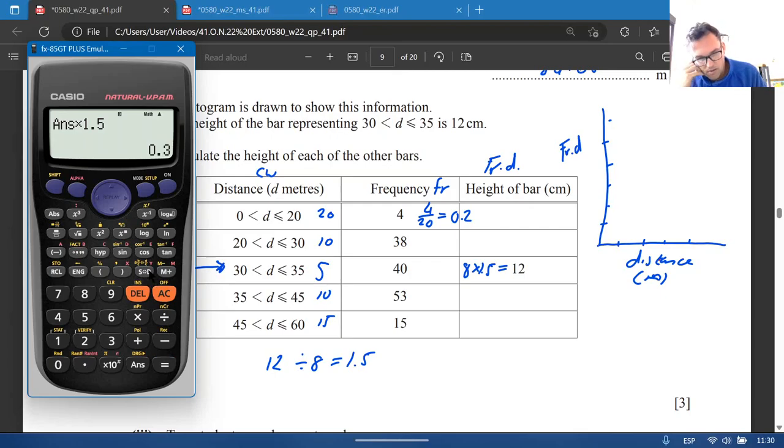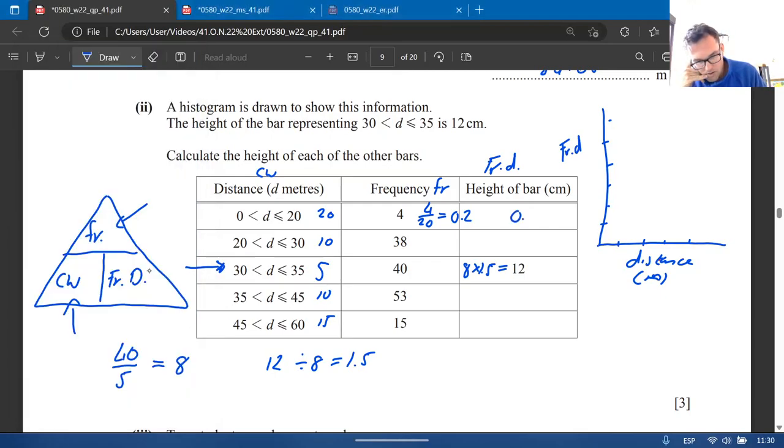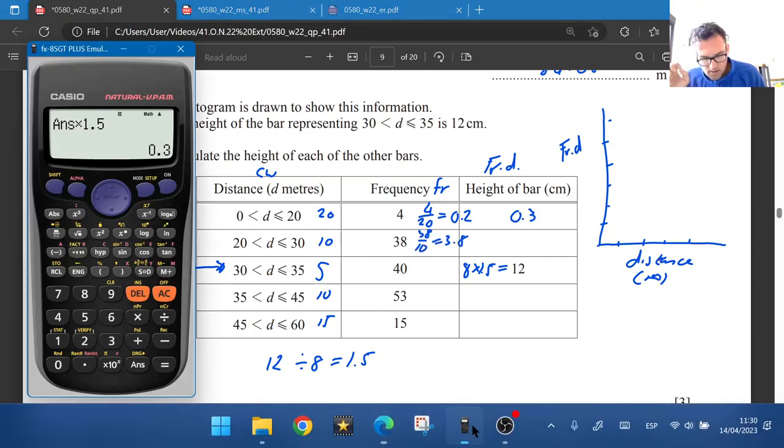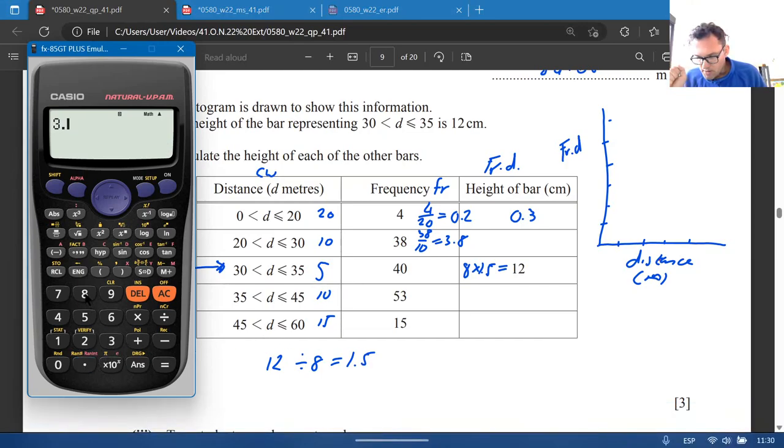And then we get the height of the bar, which is 0.3 centimeters. And we need to keep doing that. We take the frequency, 38, divided by 10. That's 3.8. All right, and 3.8 times 1.5. Bam.